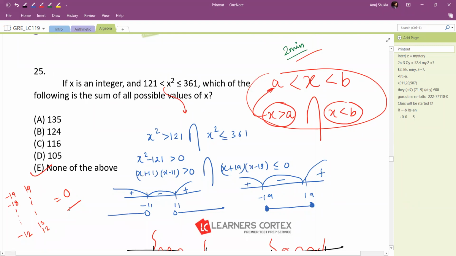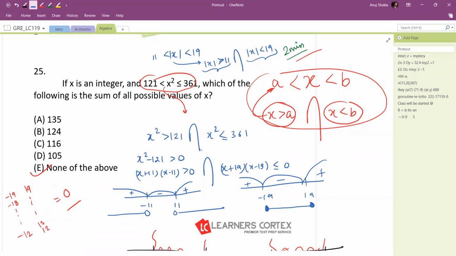Okay. The same question you can do by this also. You can take the square root of this whole thing, right? Then what will you get? You will get mod x is between 11 and 19. And this thing you can write as mod x is greater than 11, intersection mod x is less than 19. So you can solve this separately, and that separately, and then take the intersection. Then also it will be the same.